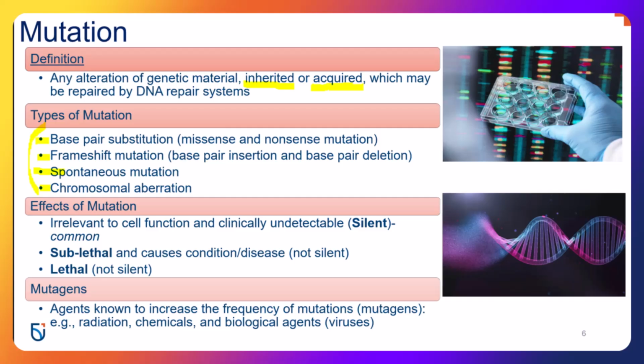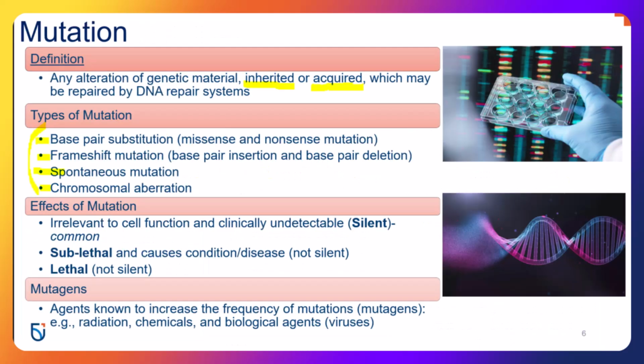Finally, mutations can be caused by what are called mutagens. Mutagens are just agents that are known to increase the frequency of mutation, and this can include things like exposure to radiation, exposure to chemicals, even exposure to certain biological agents such as viruses. So mutations are common. They vary significantly. Most of them are harmless, but some can significantly impact cell function and lead to disease, and so those are the more relevant ones that we will be drawing on mainly for this course, and this section of the course especially.